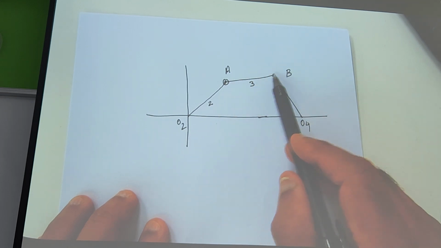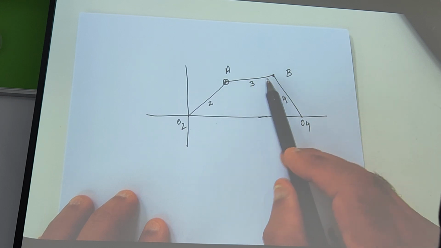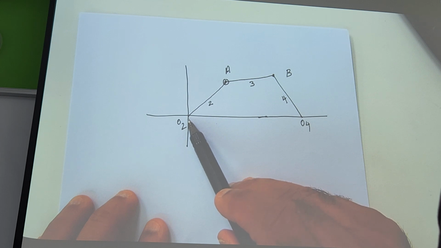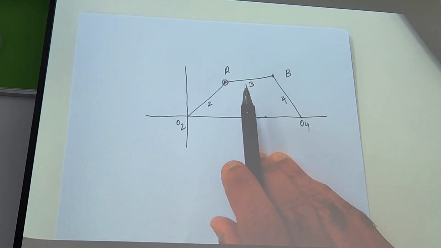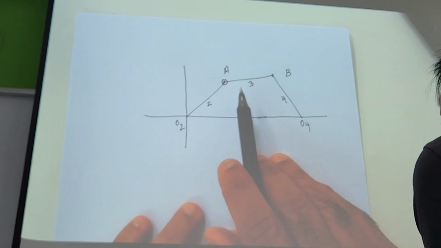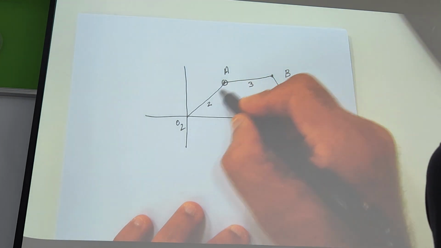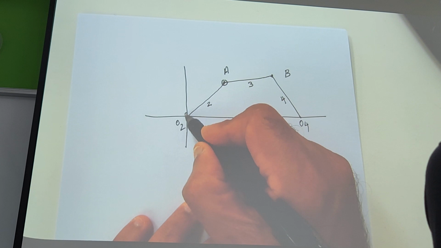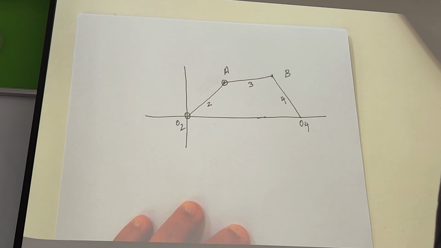But what is the instantaneous center for point A on link 3? For point A on link 3, O2 is not the instantaneous center. So we need to find out the instantaneous center for point A on link 3. This we can find out by identifying all the instantaneous centers on the mechanism. Let us say we apply Kennedy's theorem. Kennedy's theorem says that 3 links in plane motion will have 3 instantaneous centers, and all 3 instantaneous centers will lie on a straight line.